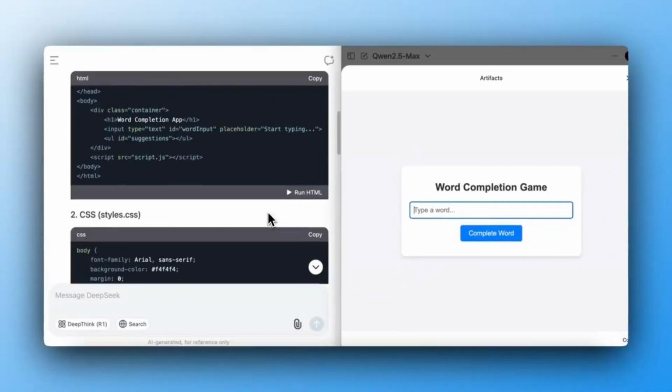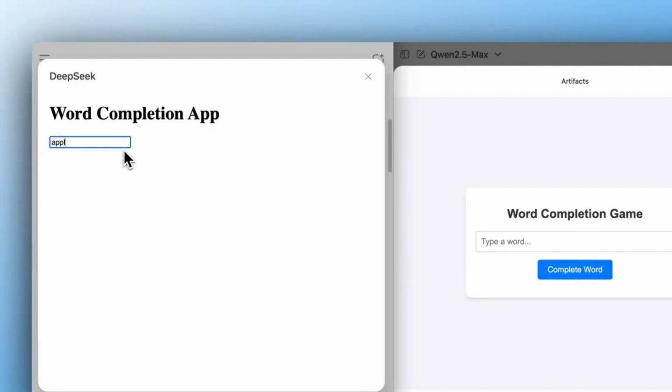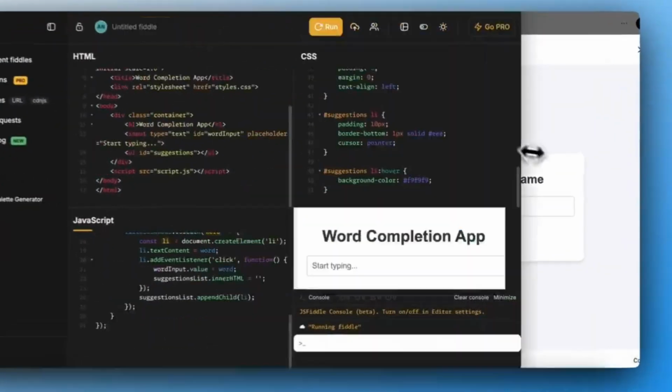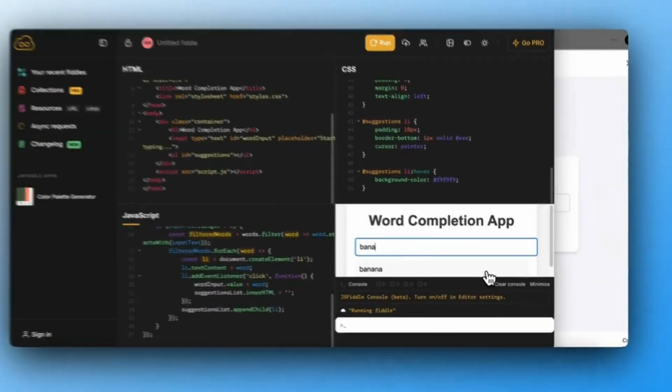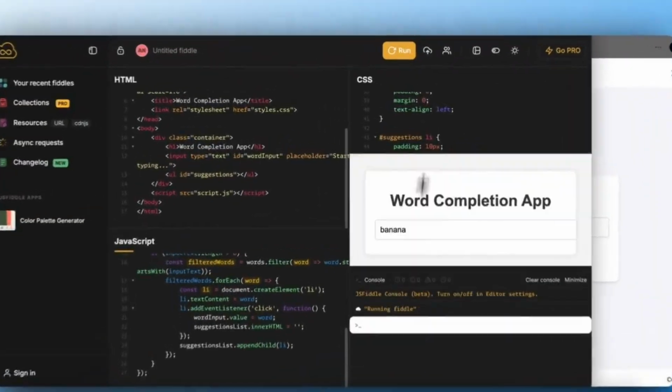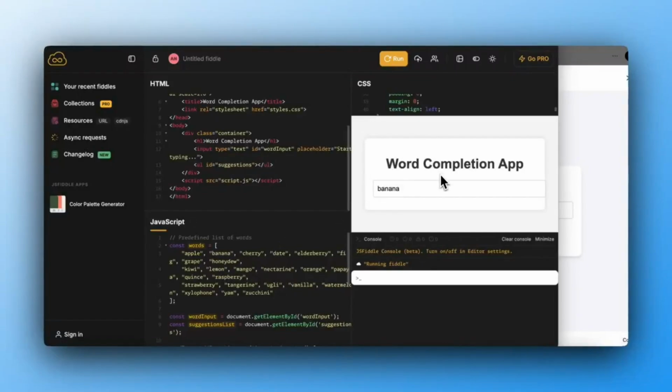Let's analyze this code snippet from DeepSeek-V3. Notice the sophisticated implementation. Now, compare it to Qwen 2.5's solution. See how it achieves the same result with cleaner, more accessible code.